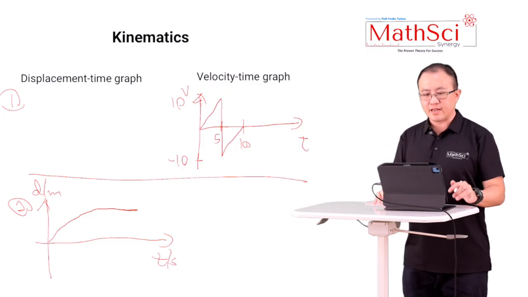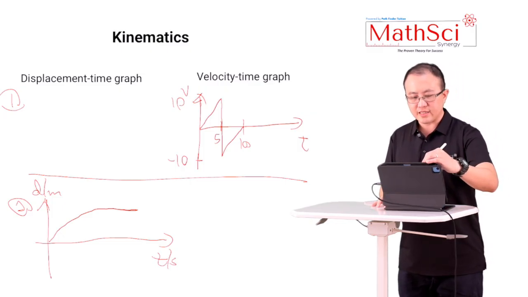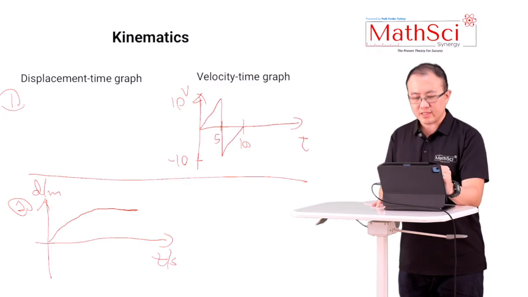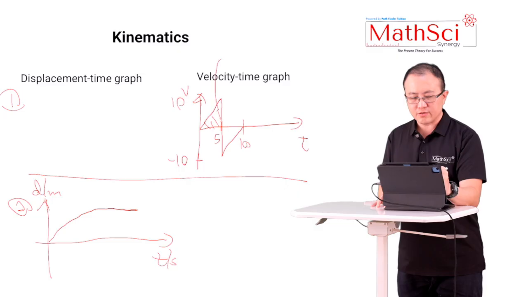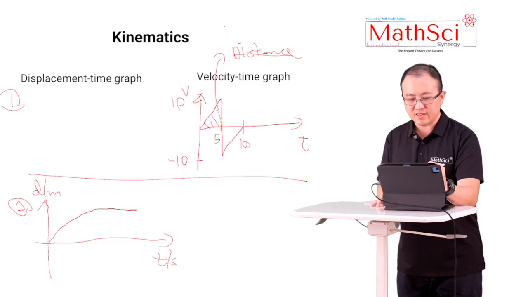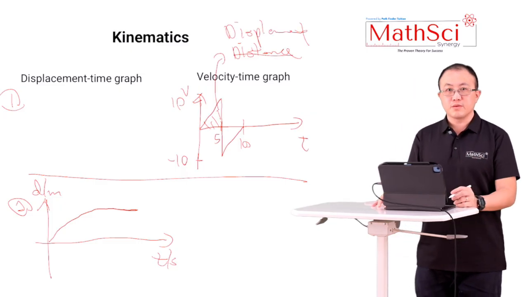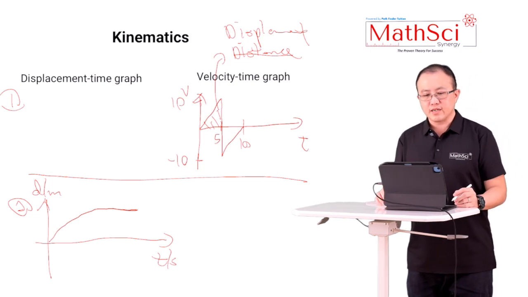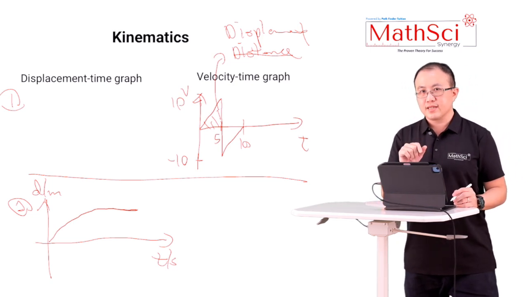The relationship is that velocity is the rate at which the displacement changes. So if you look back at the velocity time graph, we talked about it just now, the area under the graph gives you the displacement. Now if you look at the graph, because I'm moving, I expect the displacement should be increasing.